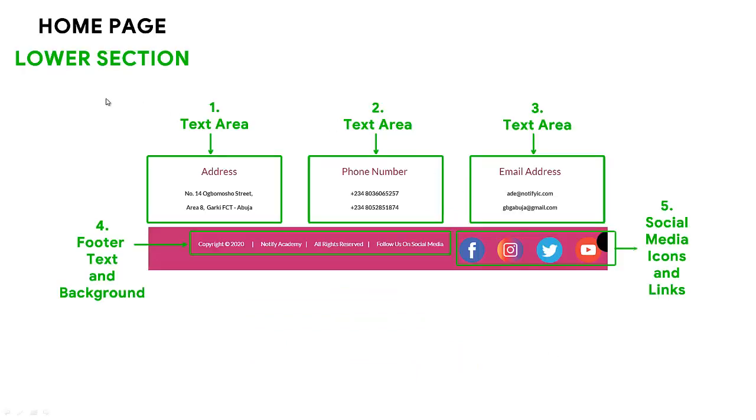So now looking at the lower section, we're gonna take care of it this way. This is how we've broken it down, to give us more depth and context. We're gonna have a text area first. Same thing goes here, and also here too for email, phone number. Then we'll move on to the footer text and background.